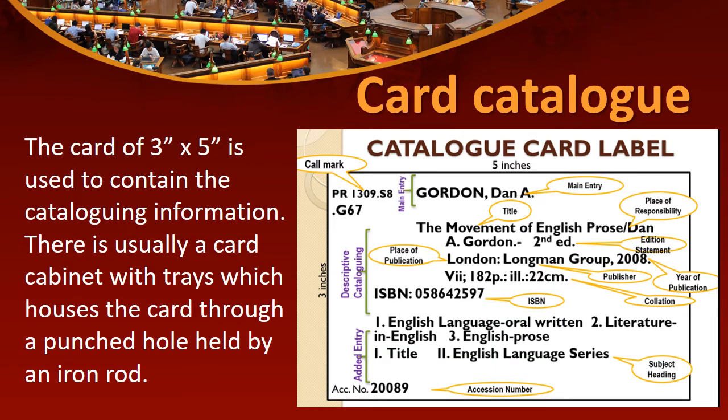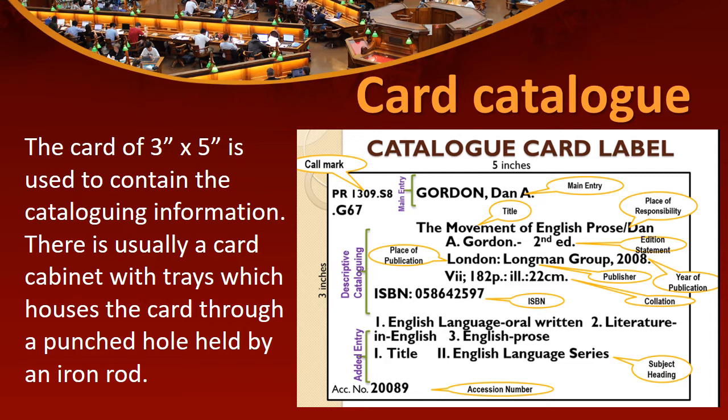Card catalog, on the other hand, is the catalog prepared on a 3 by 5 centimeter card. It is used to contain the catalog information. There is usually a card cabinet with trays which house the cards through a punch hole held by an iron rod. You can come to the Cataloguing and Classification Library to see a card cabinet to show you what it looks like. This is a typical example of a card catalog.